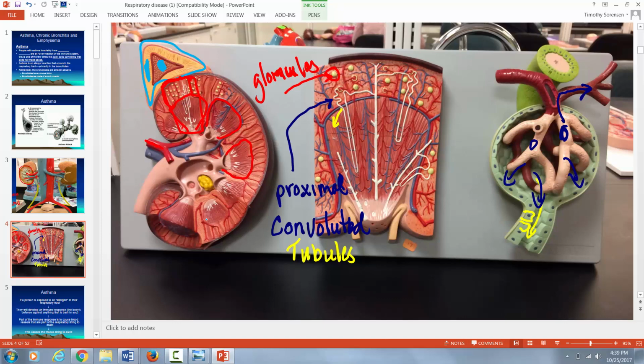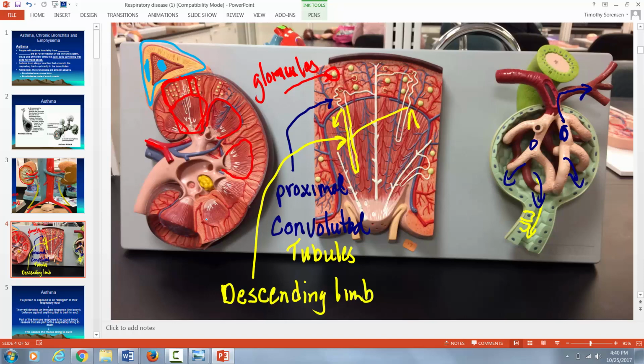Then you can see that after the proximal convoluted tubules, you have this tube that goes from the cortex deep into the medulla. As you are moving deeper into the medulla of the kidney, these tubules represent the descending limb, and it goes into the tubules. Then the tubule makes a turn and comes back up. That's the ascending limb.